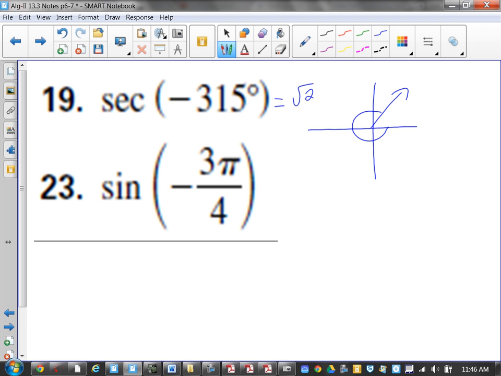Sine negative 3 pi over 4. You're going the opposite direction again, and you're winding up in the third quadrant. What's the reference angle going to be? 45 again. Because the denominator is a 4, so it's going to be a pi over 4. So 45, guys, don't worry about it. You've got a week and a half to worry about it. Sine of 45 degrees is how much? Root 2 over 2.